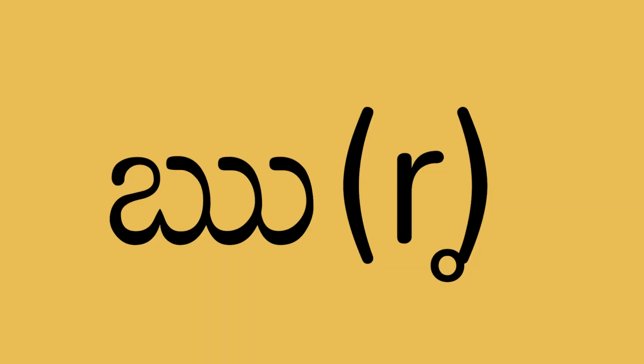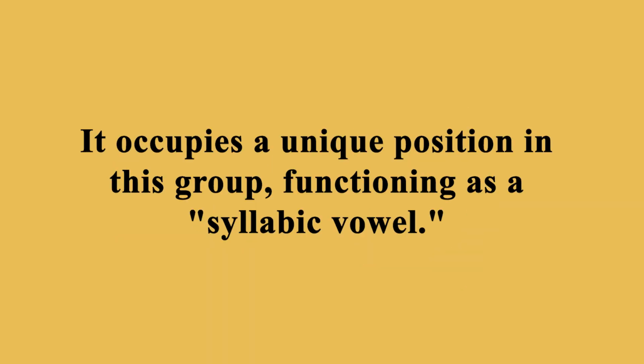Now let's discuss the vowel Ru. It occupies a unique position in this group, functioning as a syllabic vowel. It is articulated with a retroflex tongue posture, where the tongue curls back toward the roof of the mouth. Although it resembles a consonant in form, it behaves entirely as a vowel. You will find it mainly in Sanskrit derived words.